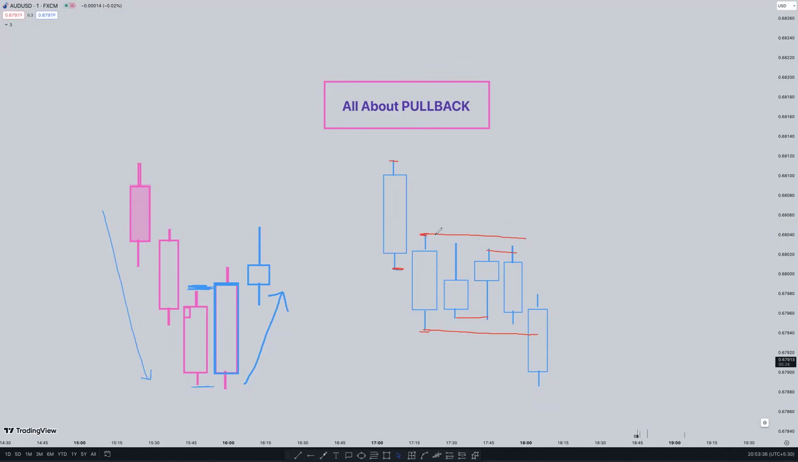We need to wait for it to break the high. Maybe this candle can break this high, so this becomes valid. If not, this counts as a single leg move right here. This is our single leg move right here.